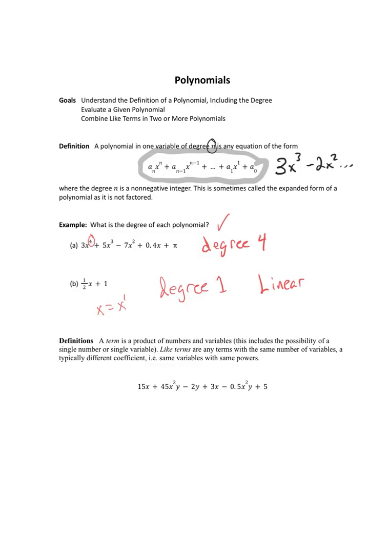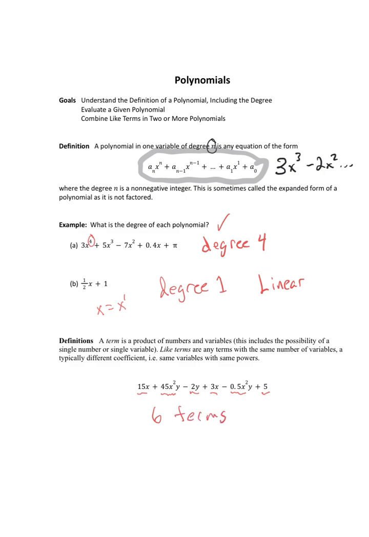Okay, so some vocabulary here. The terms are separated by pluses and minuses. So for instance, there's a term, there's a term, there's a term. Right, and so there are 1, 2, 3. This has 6 terms.